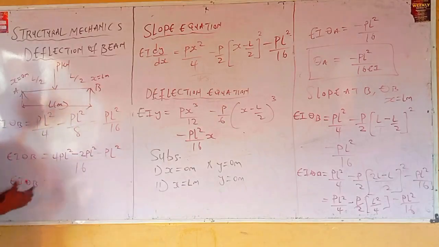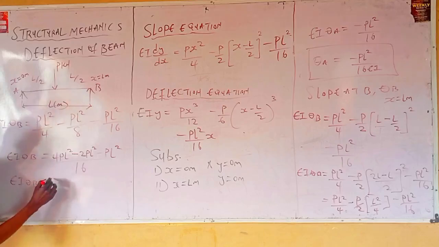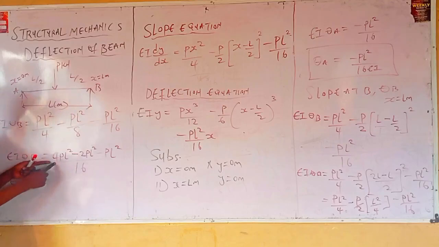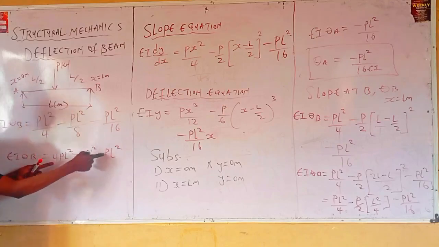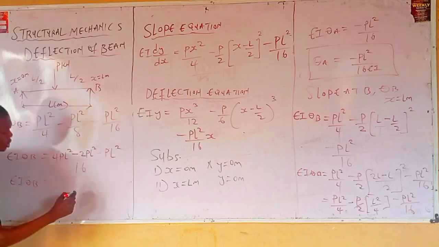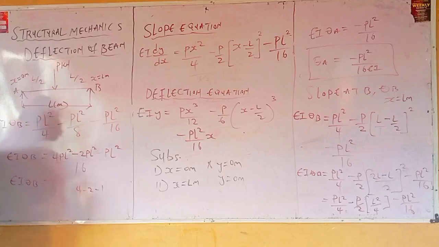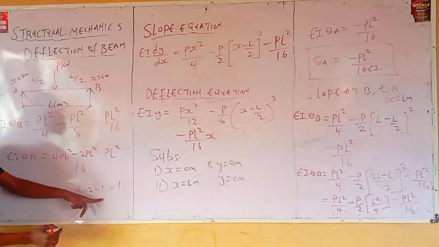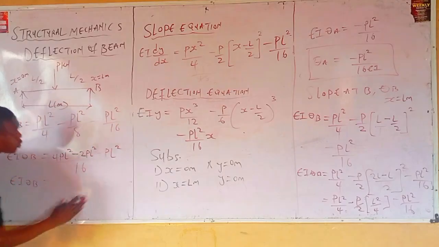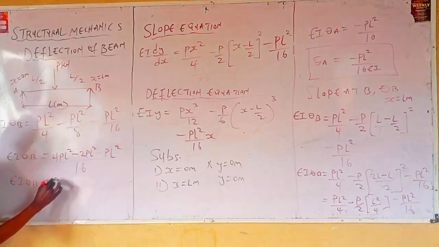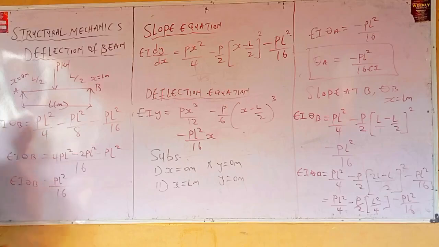4 minus 2 is 2. 2 minus 1 is 1. This is how it works. From here, what's the coefficient here? This is 4, this is 2, this is 1. You have an invisible one here. Meaning 4 minus 2 minus 1. 4 minus 2 is 2. 2 minus 1 is 1. Are you with me? Now, meaning 1 times PL square, you have PL square over 16.